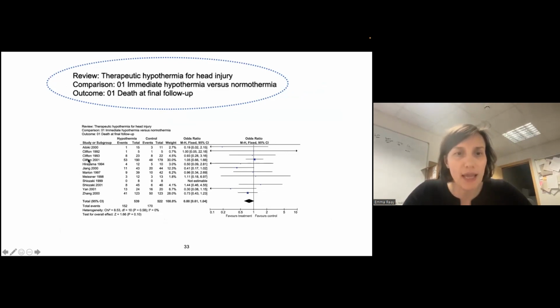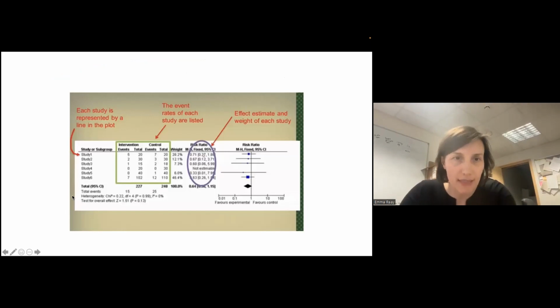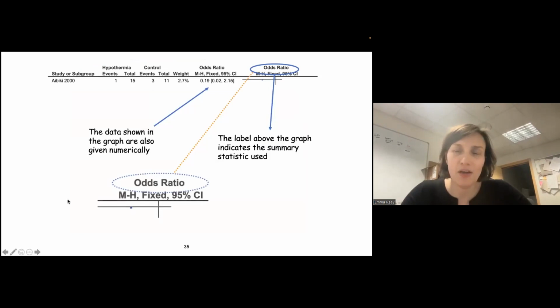Each one of these names on the left is one of the papers that have been chosen. This is a way of trying to combine that data in a diagram and in a statistical way that allows you to easily compare the results of these different studies. As I said, each study is represented by a line in the plot, as represented on the left, and then the event rates of each study are listed. Then you have the effect estimate and the weight of each study, and then you have the forest plot itself. There's a lot of information here.